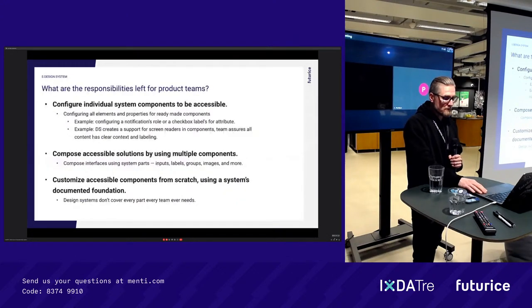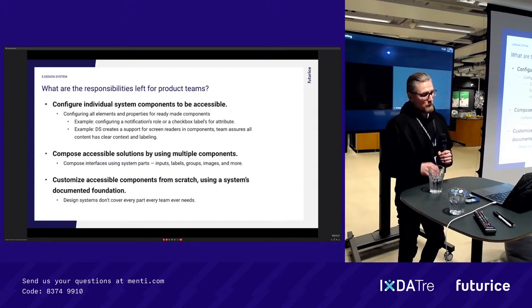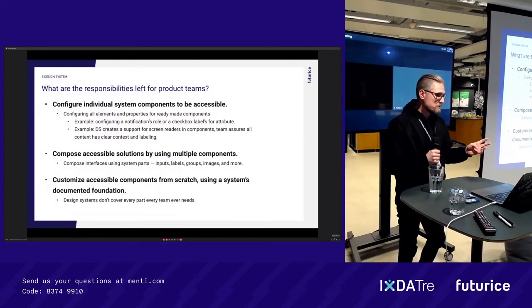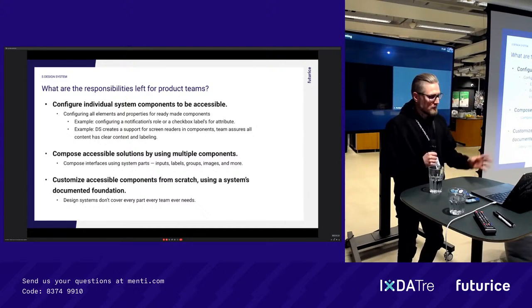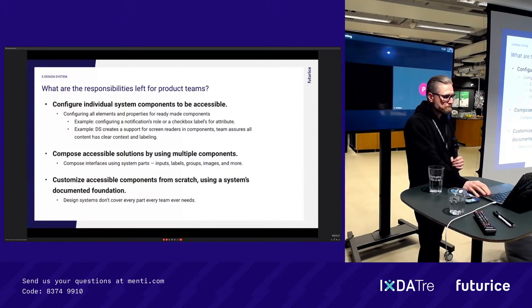And you might ask, what should happen after the design system has done their work? There's a lot of reading here, but the main thing is that you need to configure the components. So we give you the components. Let's say we create a support form for screen readers in the components, but you need to make sure that the context and labeling or whatever it is are there. Or the notifications role and such. So it's more technical details, but it's a big part of what makes them accessible.